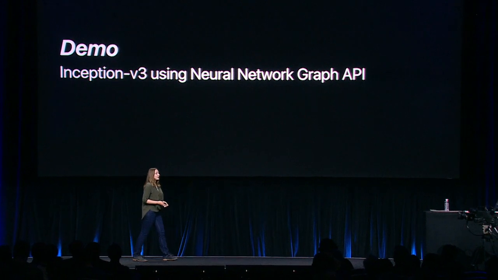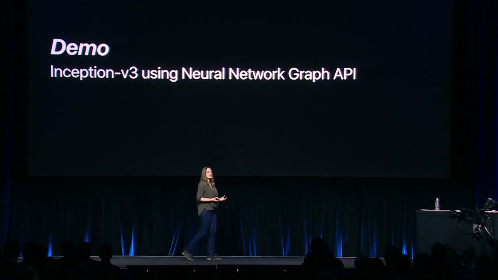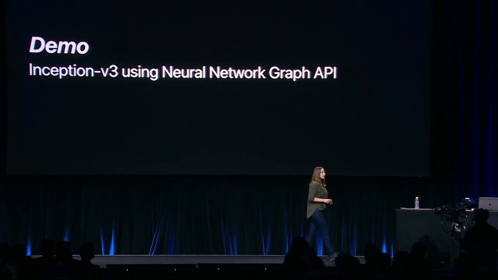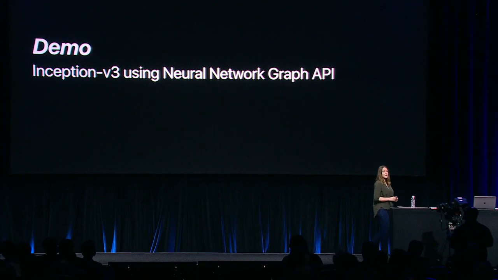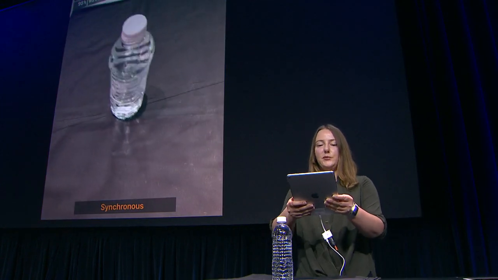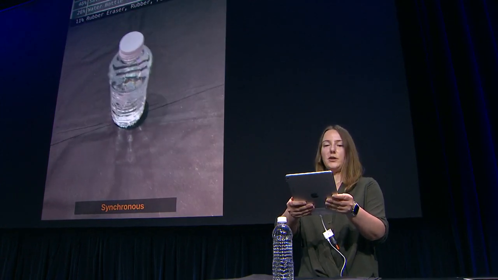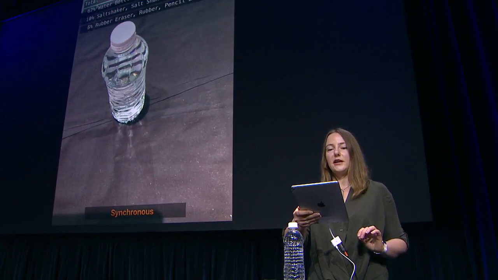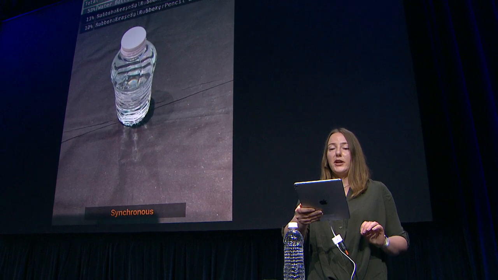OK, and now I will do a live demo that demonstrates the performance difference between the synchronous and asynchronous APIs. And this demo will be using the Inception v3 network for image recognition. All right, so I will be starting with a synchronous API. And here we're detecting a water bottle. And we're getting about 50 milliseconds per image on average.